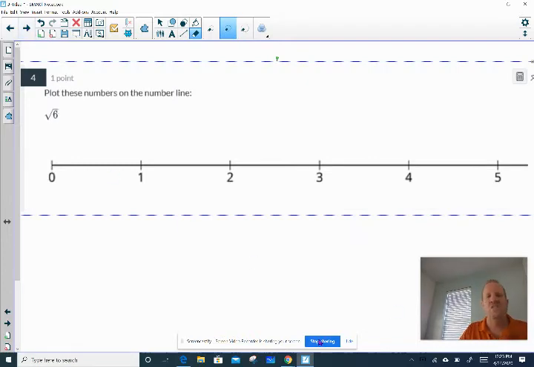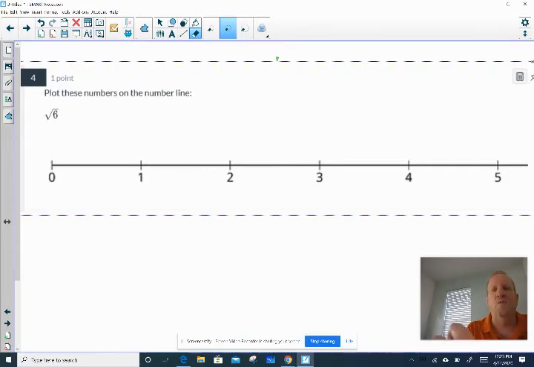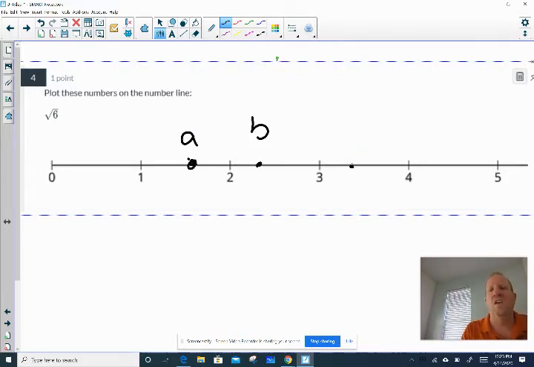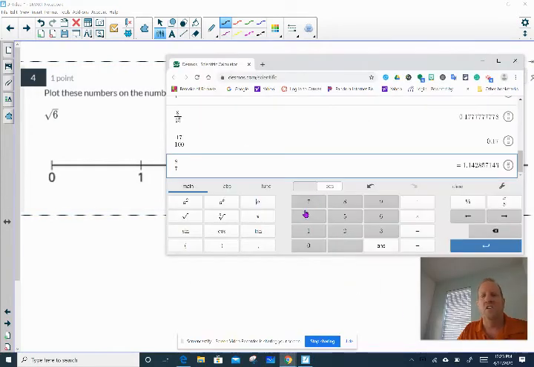Okay, the next one says, plot the square root of 6. In your answers, it will have a bunch of points labeled A, B, C, D, and you're going to choose the letter that matches the square root of 6. There are like 4 of these questions, so make sure you go through them all. First thing I'm going to do is go square root of 6.